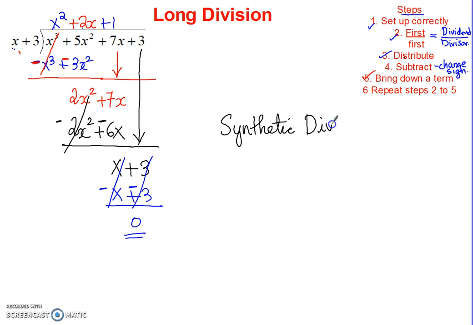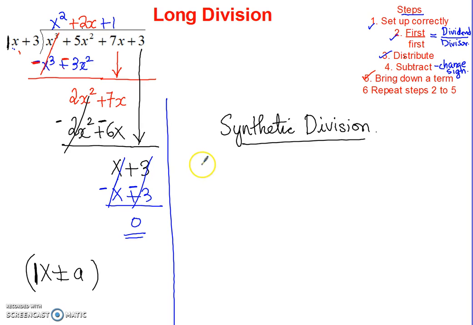Now synthetic division has the first step the same as long division. The first step is to make sure to set it up correctly. So the same question that we did before: x cubed plus 5x squared plus 7x plus 3 divided by x plus 3. The setup is important. Set it up correctly means if you have a third degree term, you should have a second degree, a first degree, and a 0. The highest degree is 1, then you should have a 0 degree term. So we set it up correctly.